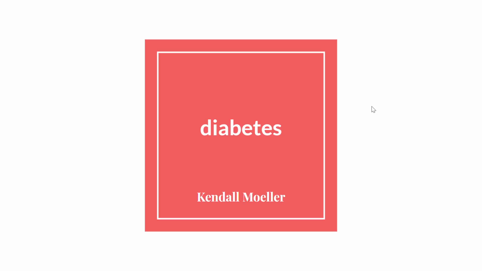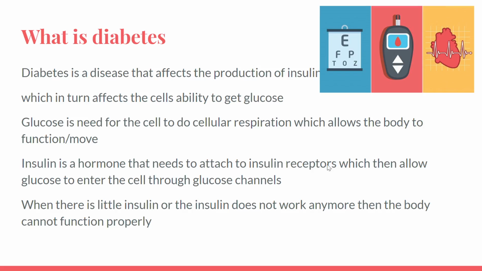So diabetes. What is diabetes? Diabetes is a disease that affects the production of insulin, which in turn affects the cell's ability to get glucose. So glucose is needed for the cells to do cellular respiration, which produces ATP, which allows the body to function and move.